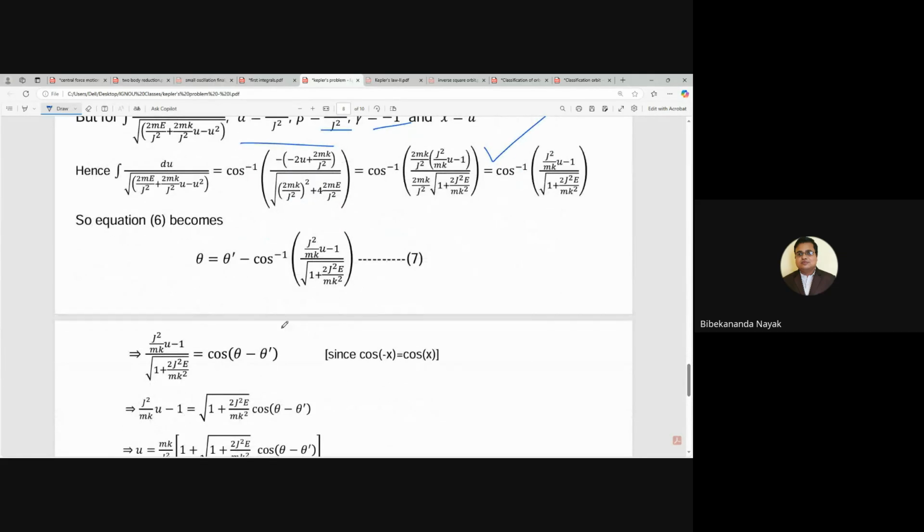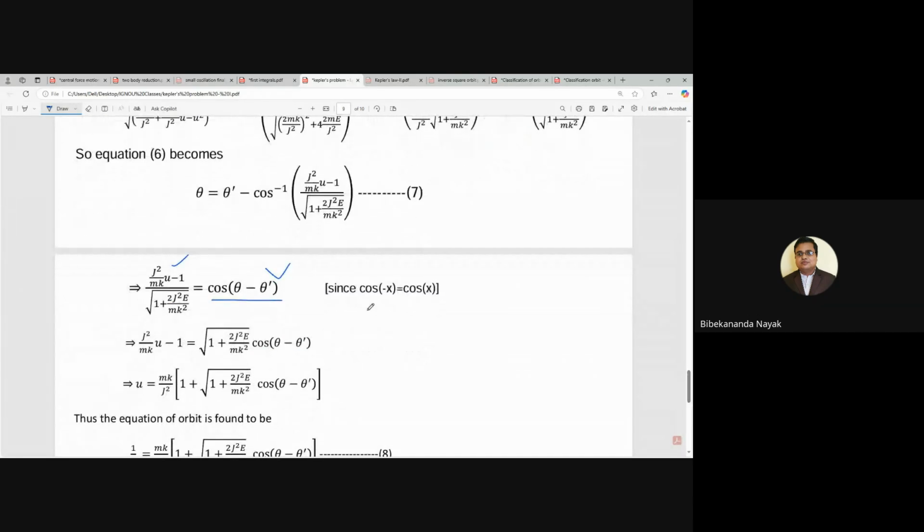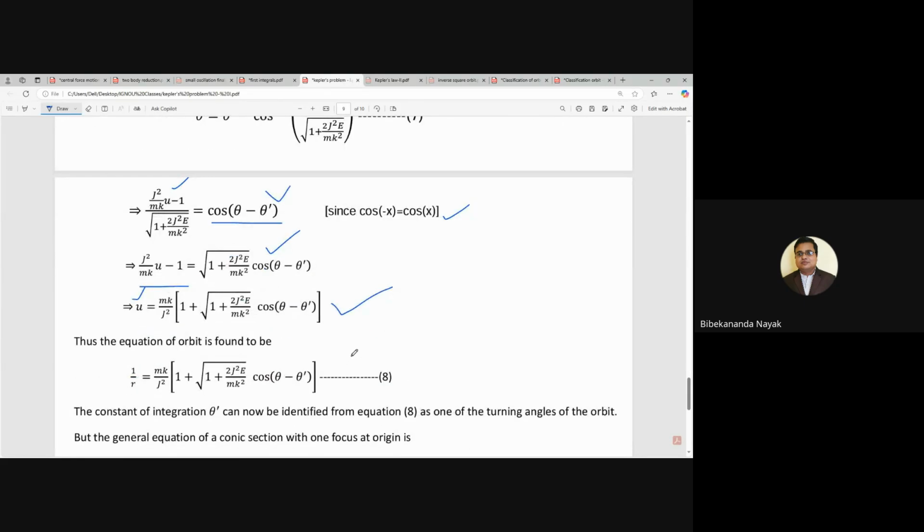Taking one side theta minus theta prime, taking cos of both sides, cos of theta minus theta prime is this. And again cos of minus x is equal to cos x, so minus has no meaning here. So j square u by mk minus 1. Taking cross multiplication, we write this. From this I can write u is equal to mk by j square into this. This is the equation of orbit. All are given here, you have to check only.